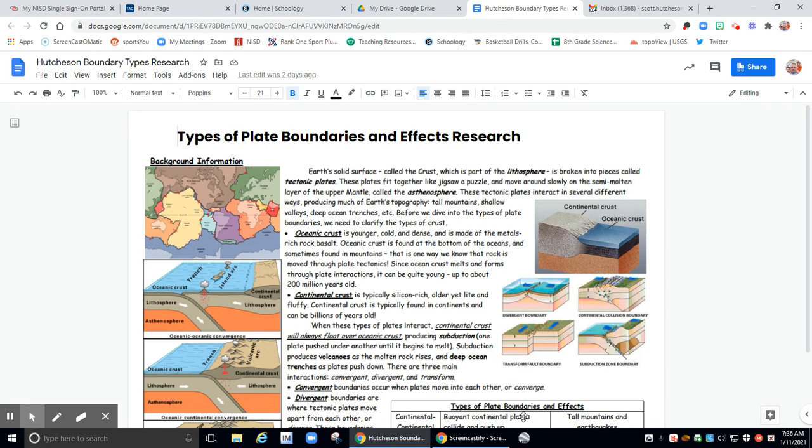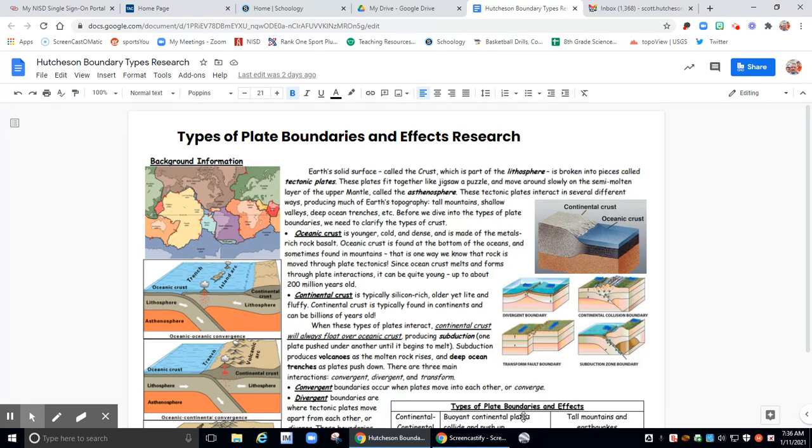Oceanic crust is found at the bottom of the oceans and sometimes found in mountains, and that is one way we know that rock is moved through plate tectonics. So, for example, if we look through rocks here in San Antonio, we will find fossils, and the majority of those fossils that we find here in San Antonio are fossils of sea creatures. Even at the top of Everest, the tallest mountain in the world, the fossils that are found on Mount Everest and other mountains in the Himalayan mountains are fossils of sea creatures. And that suggests that millions of years ago, the rock that now forms the Himalayan mountains used to be at the bottom of an ocean.